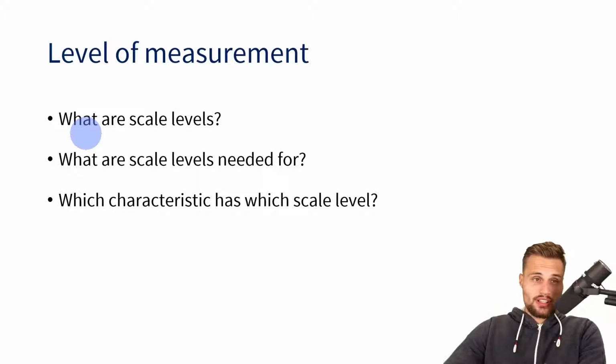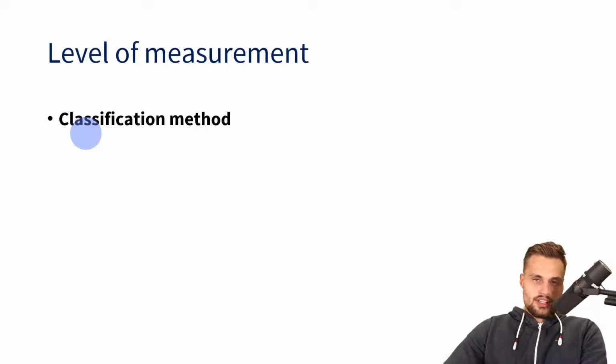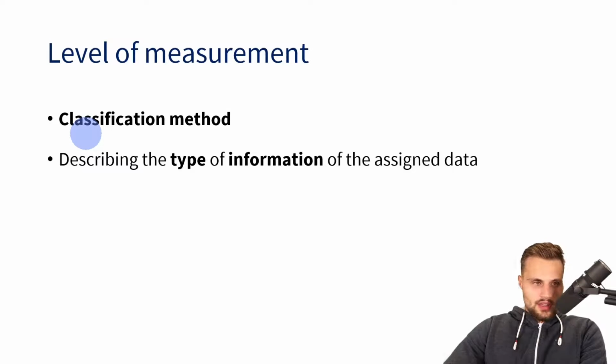and then you can use this basic concept for your own data, since this is really important to determine which specific key figure you are able to apply to your data. So level of measurement is a really important concept. It is a classification method, and with this method we can describe the nature of information, or let's say the type of information of our assigned data.